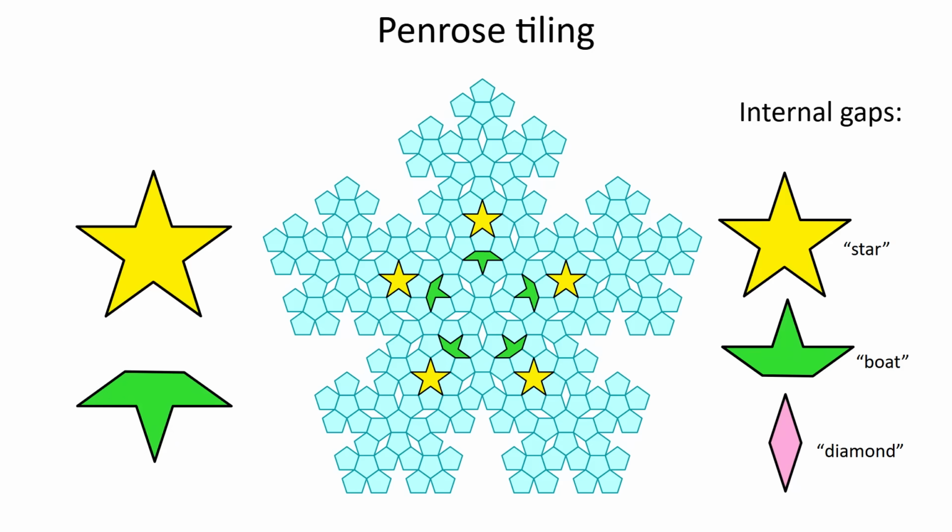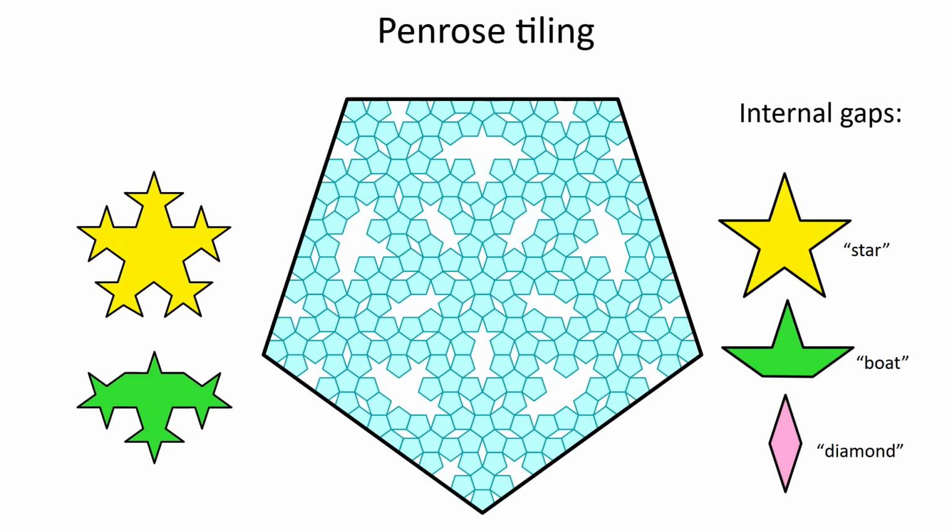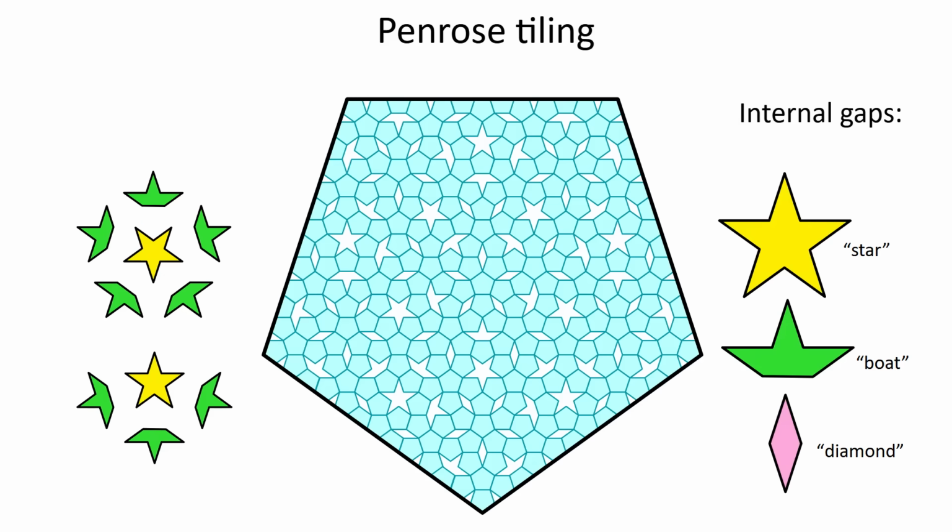And at this point, we can actually ignore external gaps by simply zooming in. Anyway, if you go down another level, the stars and boats grow spikes also, but you can add more pentagons to get the same gap shapes again. No matter how many levels you go down, the only internal gap shapes are the diamond, boat, and star.